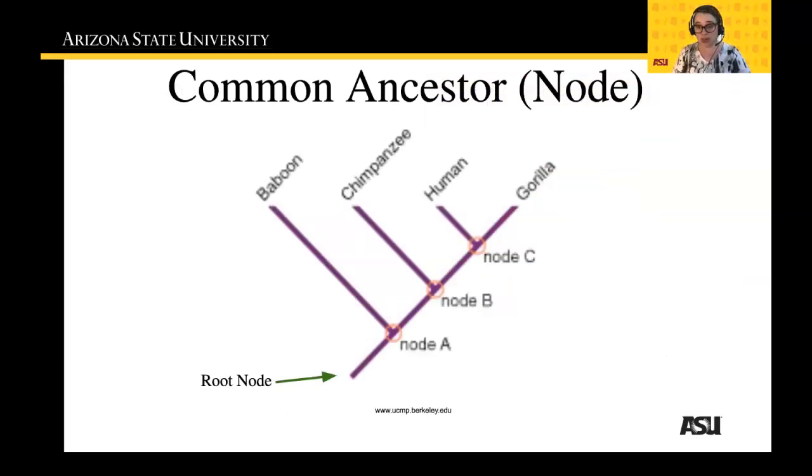The node is a common ancestor. If you look at the root node, this is showing that the most common related organism of the baboon, chimpanzee, human, and gorilla was at the root. Node A is the common ancestor between the baboon, chimp, human, and gorilla. Node B is a common ancestor between the chimp, human, and gorilla. Node C, the common ancestor between the human and the gorilla. These nodes simply note a common ancestor.